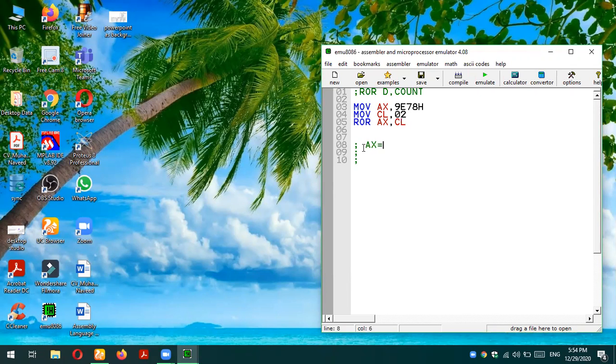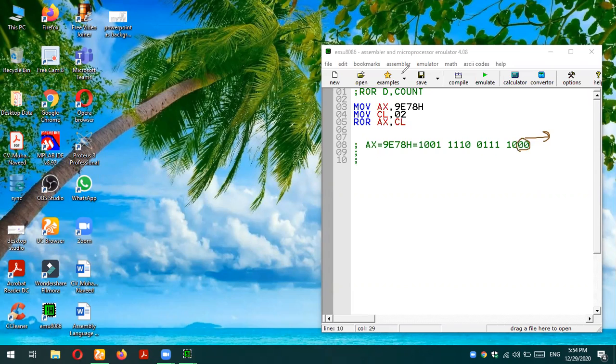So AX is 9E78 hex, and if I convert it into binary, it will become 1001, E will be 1110, 7 will be 0111, and 8 will be 1000. Since I'm going to rotate right, I have to rotate towards this side, by 2 units. So these two zeros will be eliminated.